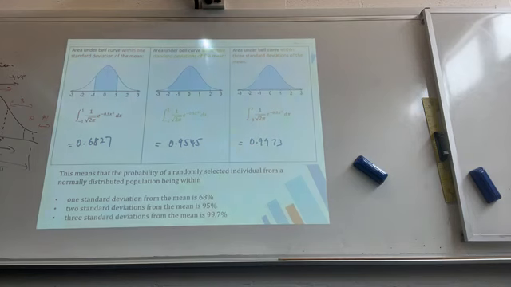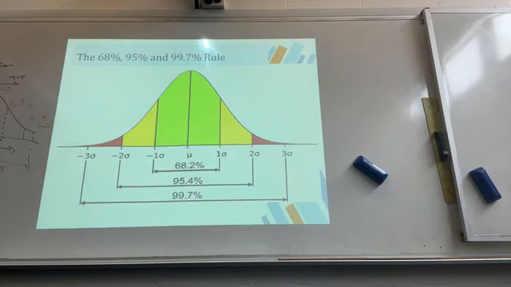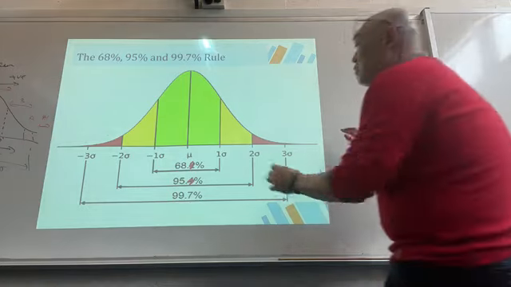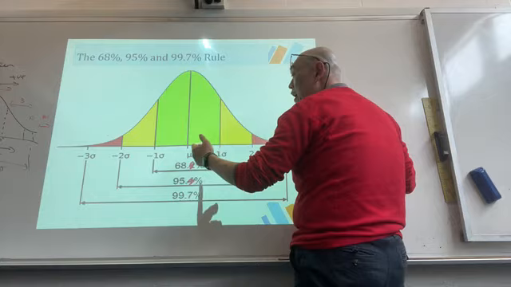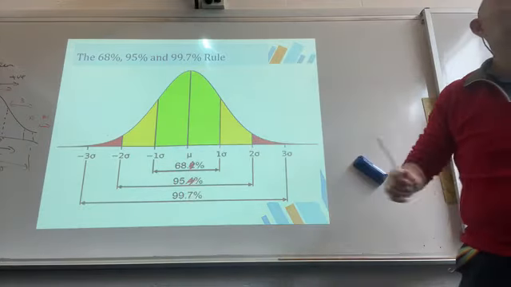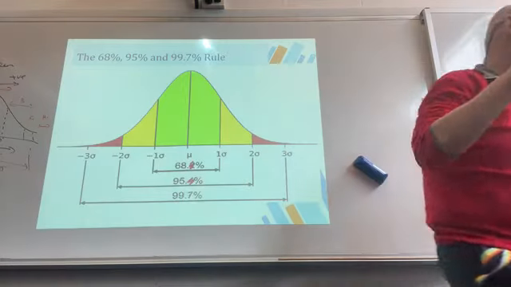Now, if you look at this, although on the diagram I've shown you 68.2%, 95.4%, and 99.7%, we are only interested in the first two, so forget about the decimals. You're using the 68, 95 and 99.7% rule. You know that it's symmetrical, right? So what is the probability if you pick an individual between the mean and 1 standard deviation? It's 34, because it's 68 divided by 2. So it's 34.